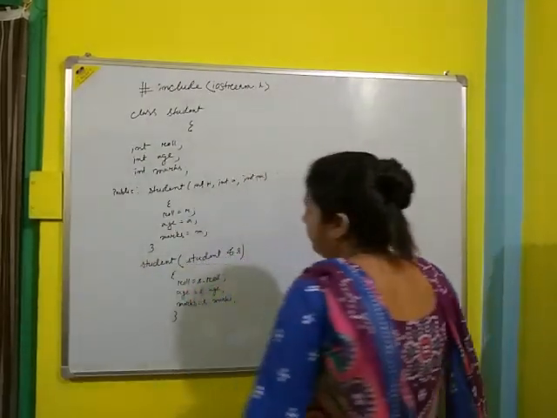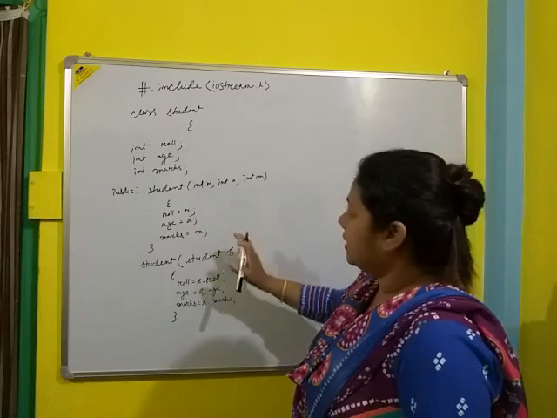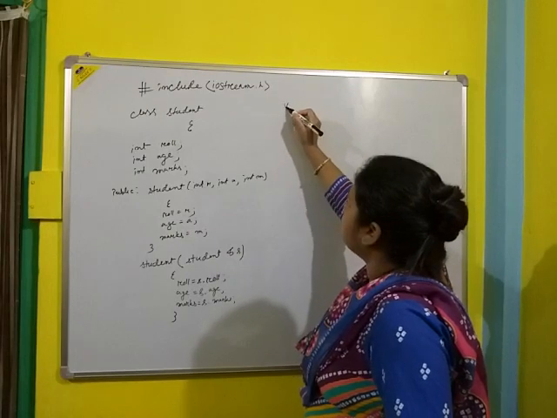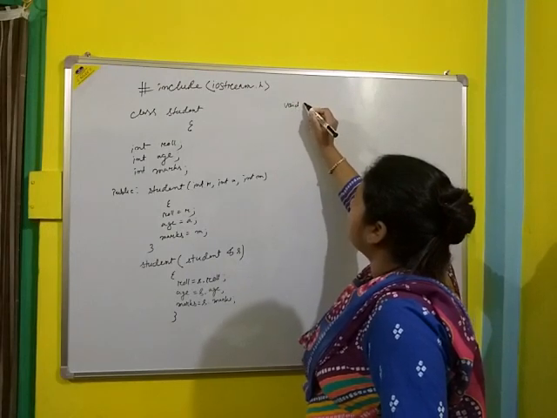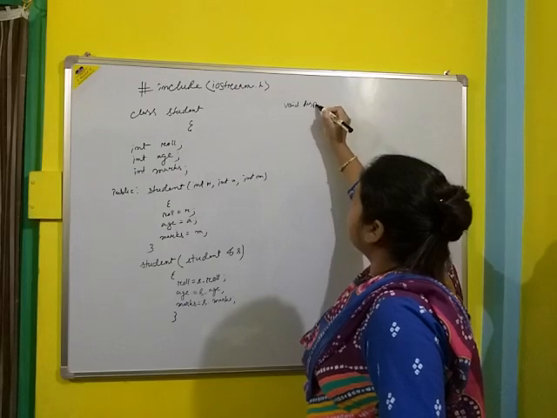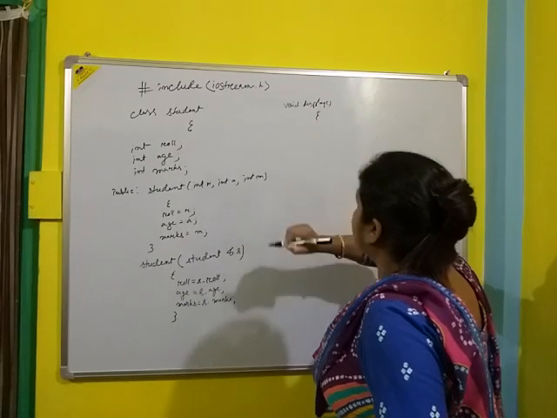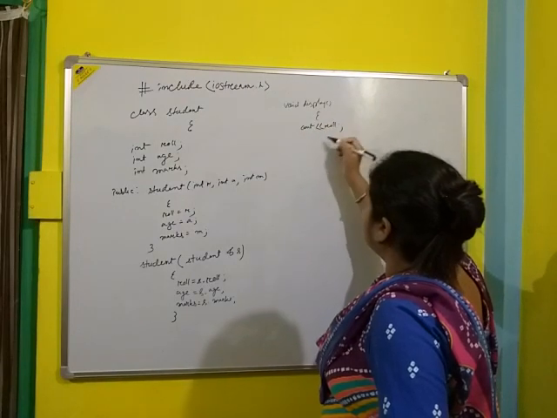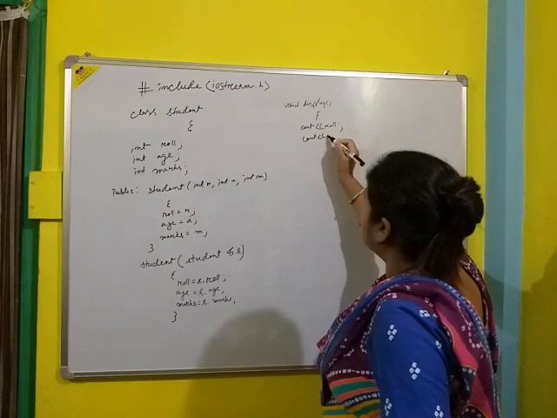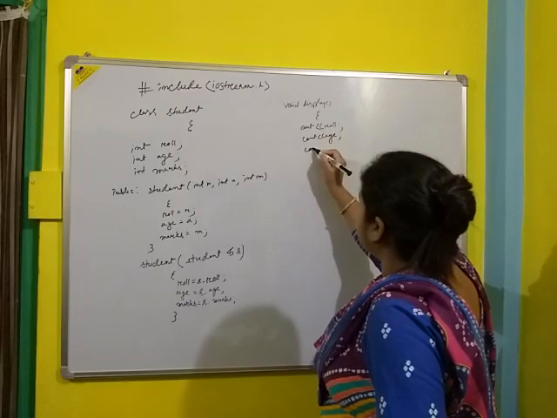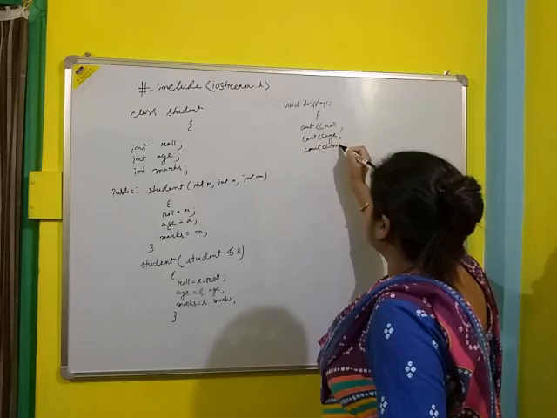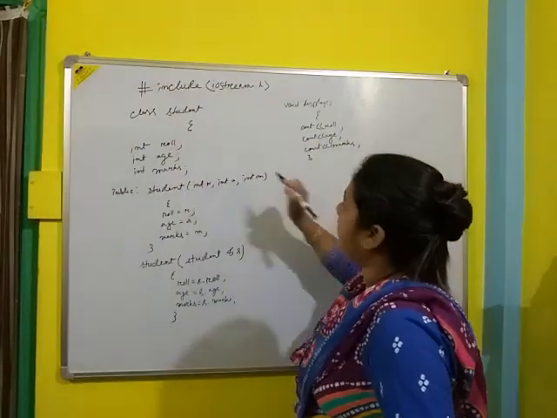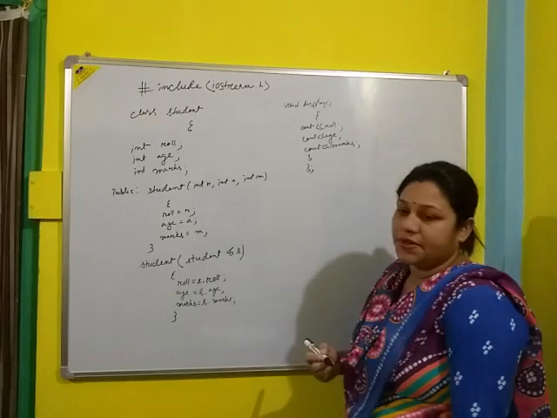Okay. Now I am going to declare one more function of the class student to display the result. Suppose void display. cout roll, cout age, cout marks. End of the display function and end of the class with a semicolon.